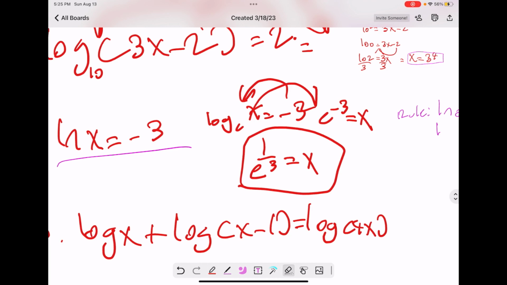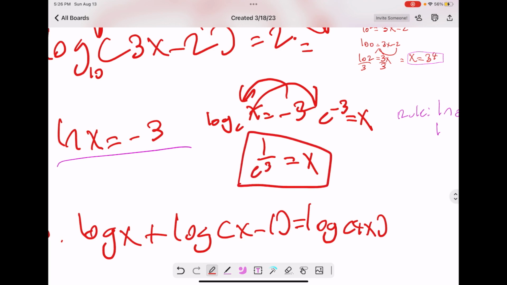You can say E is approximately equal to 2.7, or yeah, I actually think this is good. You can calculate it. You can put it on your calculator. Do 1 over 2.71 to the 3rd power equals x, and you get x. So all we have to do is just plug in E, or the value of E, and we get x.